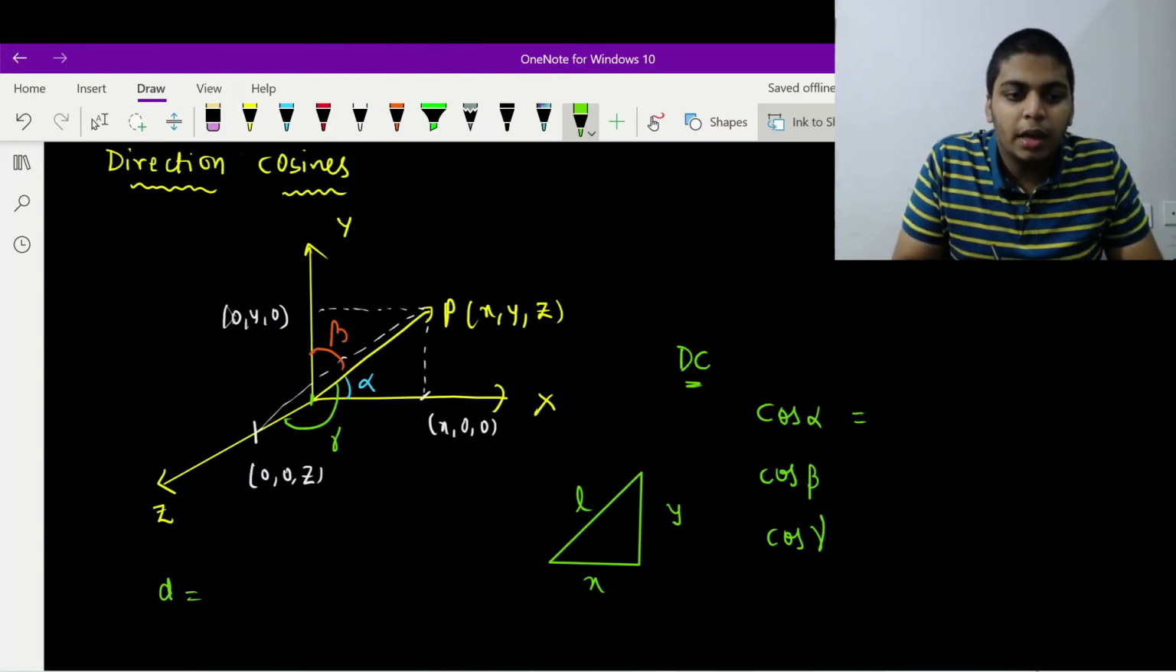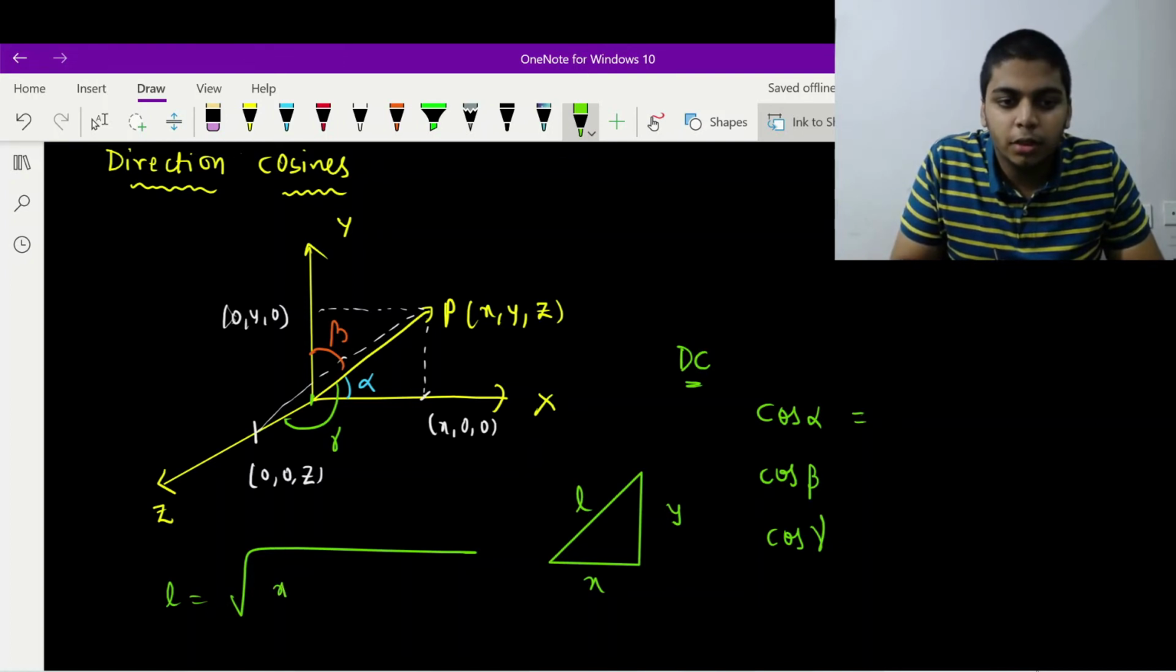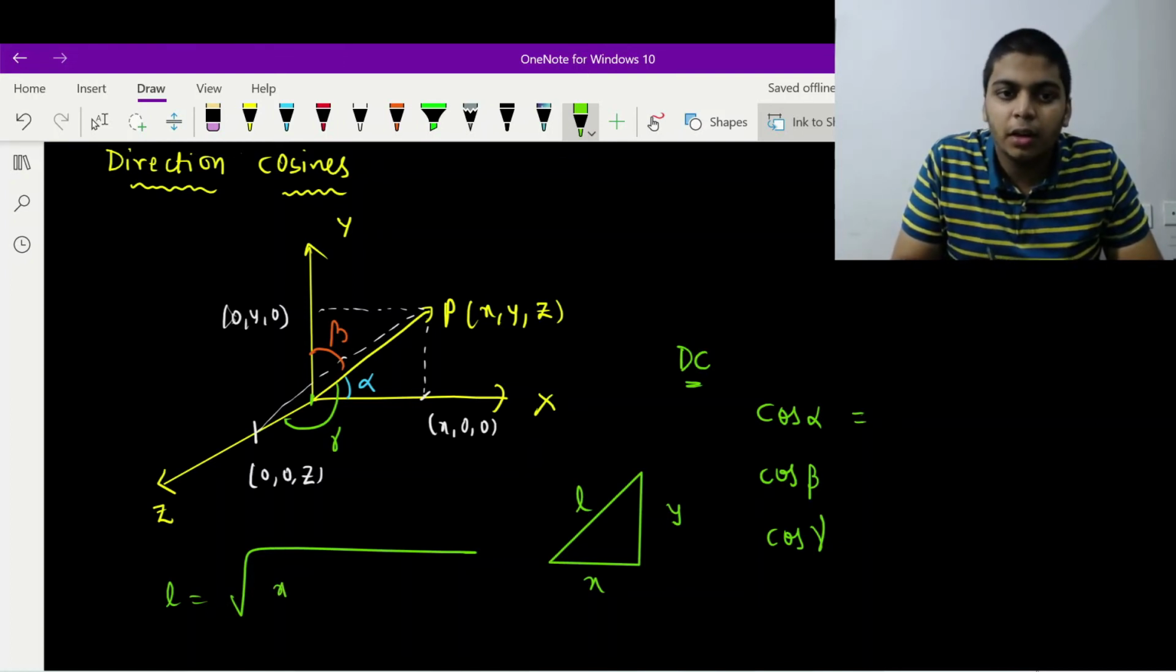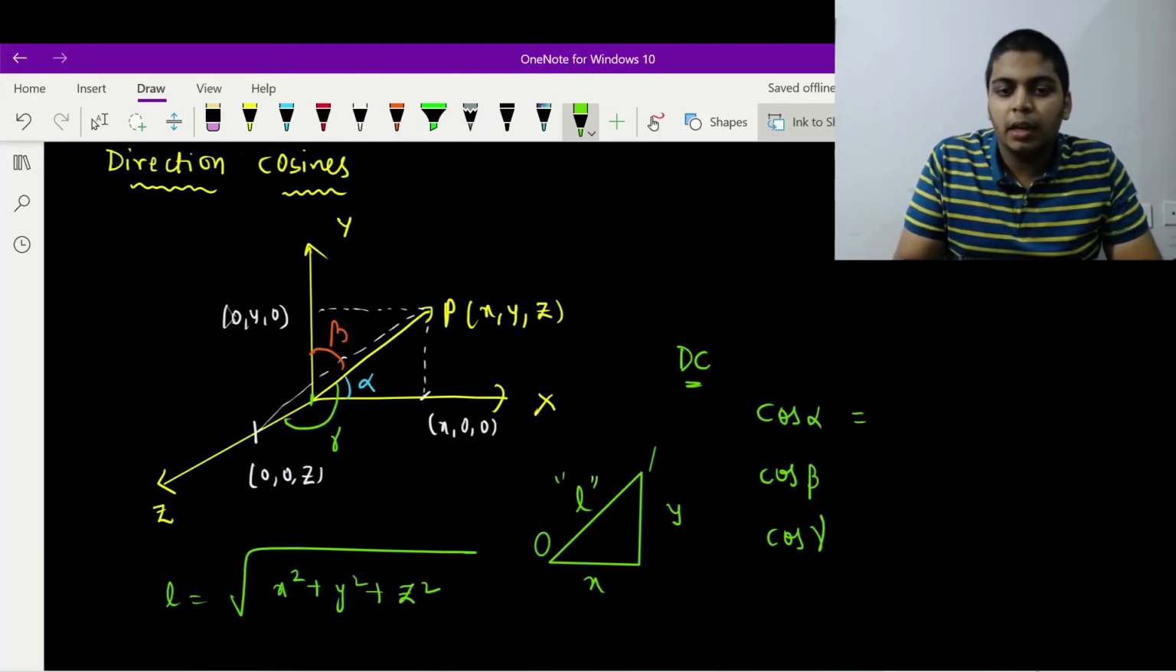So your L, or D, the distance between the origin and that point, is nothing but root over (x2 minus x1) whole square plus (y2 minus y1) whole square plus (z2 minus z1) whole square. This is a simple distance formula from your maths. So that will be (x minus 0) whole square, since you are trying to find the distance from the origin, this is your origin and this is your point P. So this is your x square plus y square plus z square. Let us call it L for the time being.